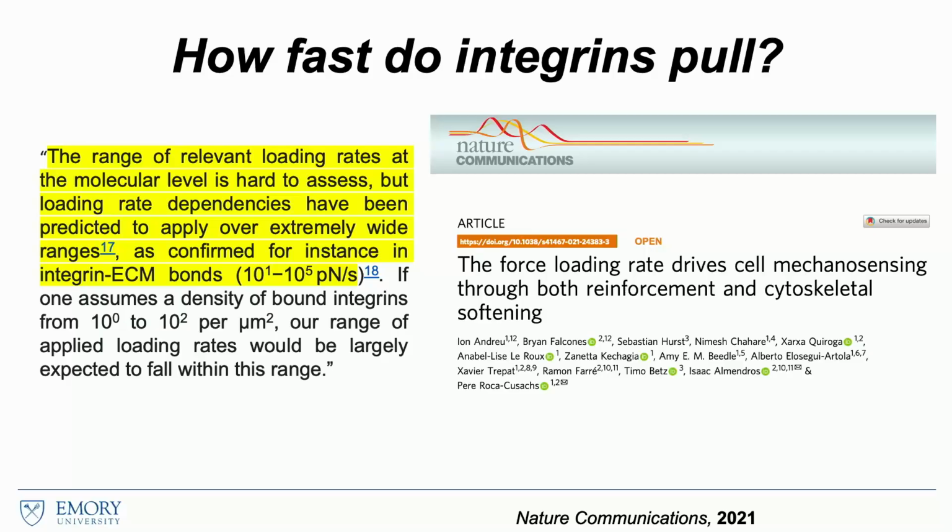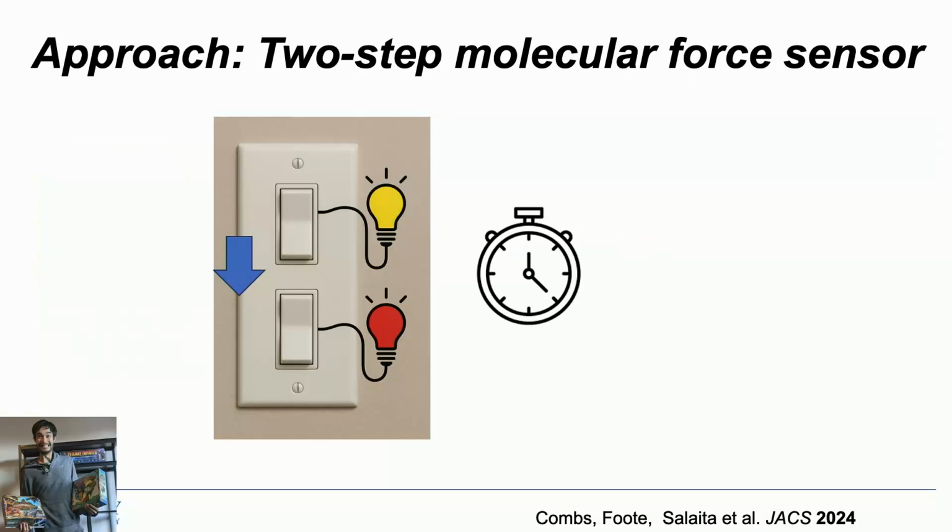And the other problem is that loading rate dictates the response to force. So if you pull really fast, you get one type of unfolding biophysical response versus a very slow response. Even the probability of unbinding depends on the loading rate. Okay, so we set about to try to answer this question.